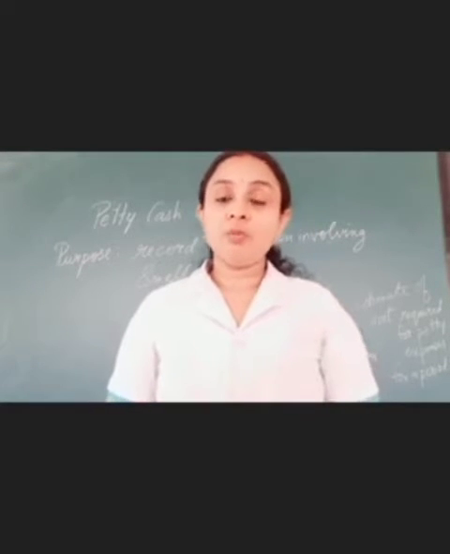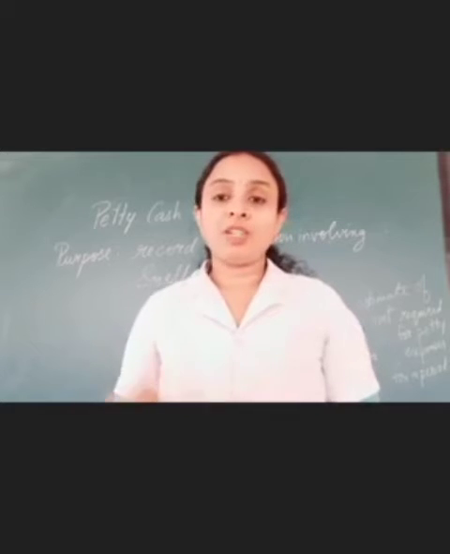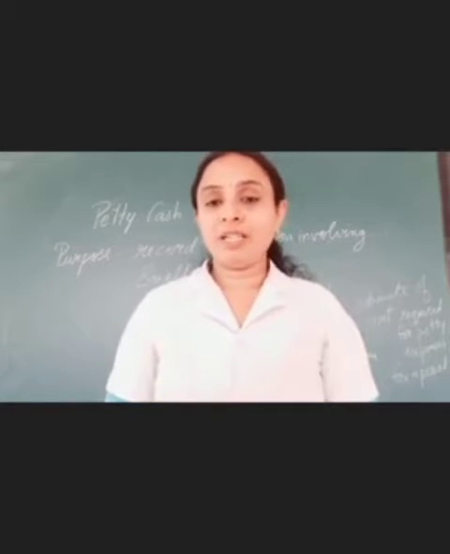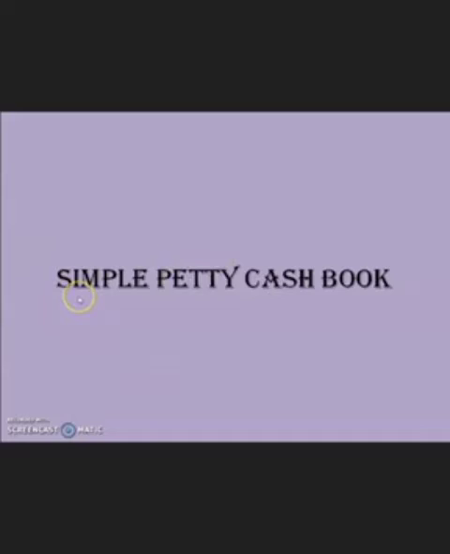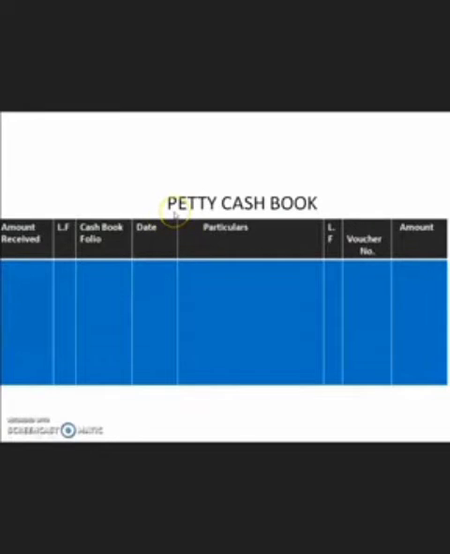Okay. So now let us move to the problem section of this petty cash book. Simple petty cash book. Here is the format of a simple petty cash book. On your left hand side you can see amount received. This is the amount which a petty cashier receives from the head cashier. Next is the ledger folio, cash book folio, date, particulars, again ledger folio, voucher number and amount.